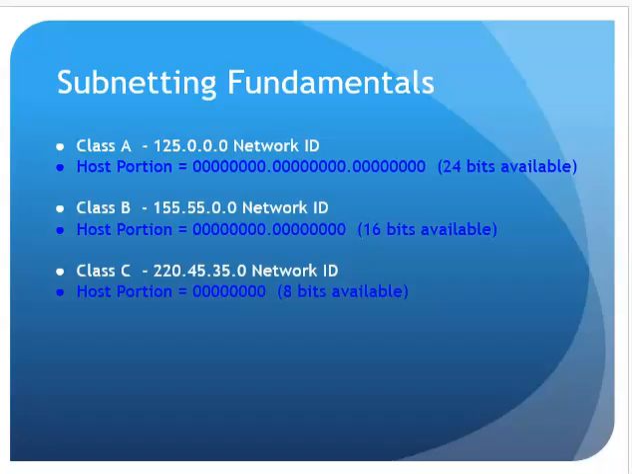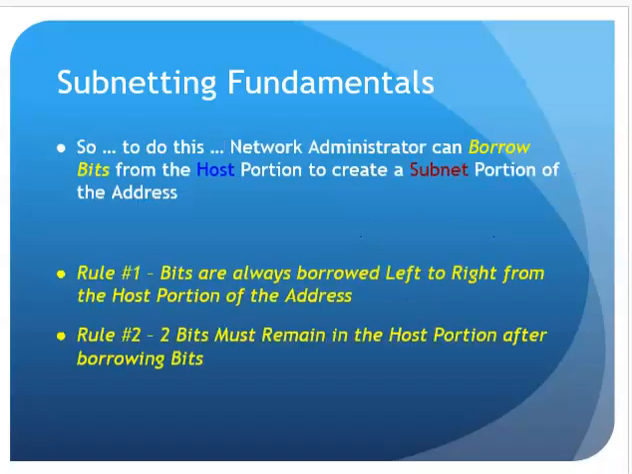So, a Class A network, I have 24 bits that I can use for subnetting, for borrowing as many bits in there as I need to make my subnets. Class B, I have 16 bits available. Class C, I have 8 bits available for doing my subnetting. And again, remembering the rules: left to right, must leave at least 2 behind. Okay? We'll come back in the next one and talk about subnet planning, how I figure out the number of bits I need to borrow.